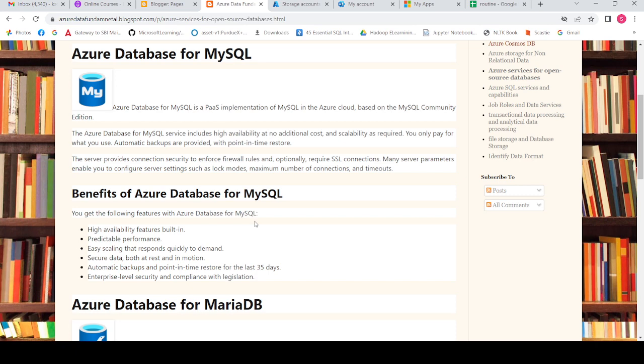Secure data both at rest and in motion. The service provides security by enforcing firewall rules, requiring SSL connections and many other things managed by Azure. So it secures our data both at rest and in motion. Automatic backup and point in time restore for the last 35 days means it takes backups automatically, and we have an option to keep the last 35 days of data as a backup.